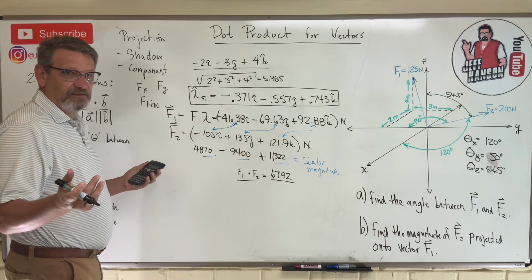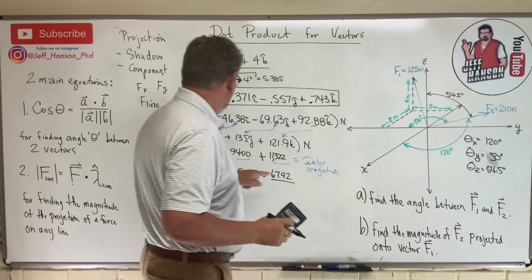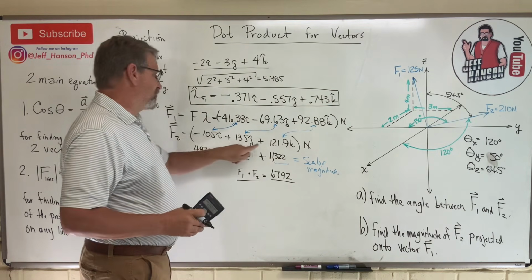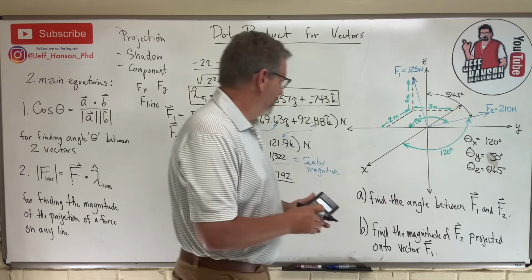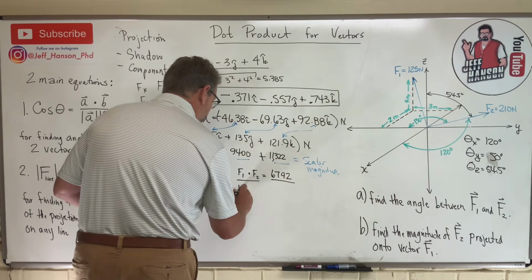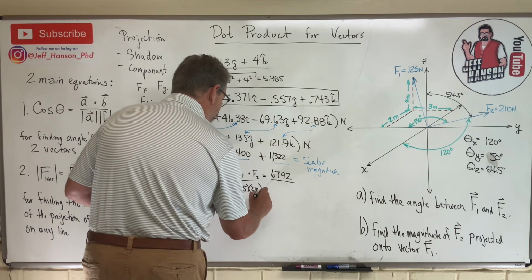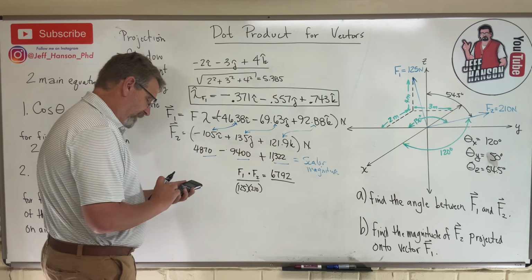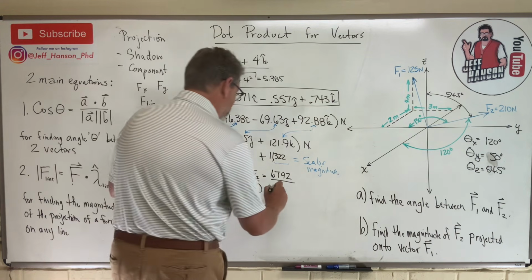How big is it? The second one is that squared plus that squared plus that squared, square root. How big is it? That big, right? So this down here is just 125 times 210, okay? So 125 times 210 is 26,250.